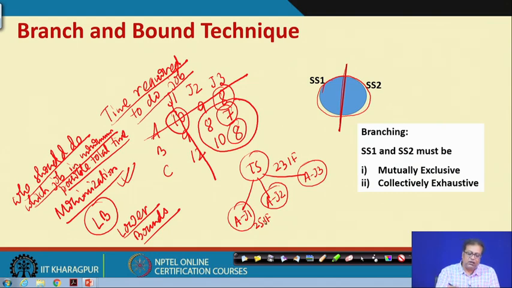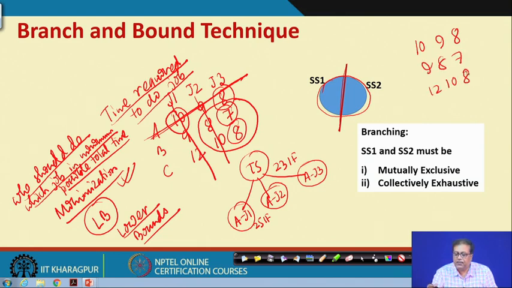So, you see what we have done: the original problem we have branched into 3 problems, and for each problem we are finding the bounds. If A does J2, then these 2 lines will be gone. So, let us write once again 10, 9, 8, 9, 8, 7, 12, 10, 8, with J1, J2, J3 and A, B, C. A does J2, so this is gone. So, A will be 9.